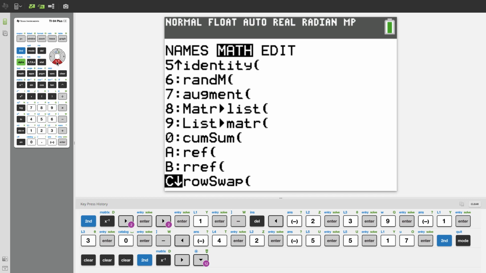No, we put the augmented in. We want the REF. Not the REF, the RREF. What does RREF stand for? Reduced row echelon form.